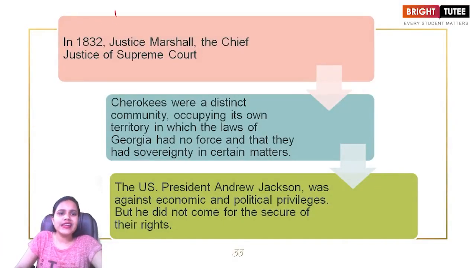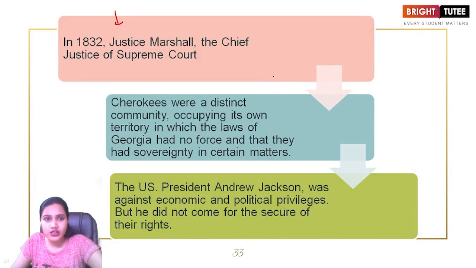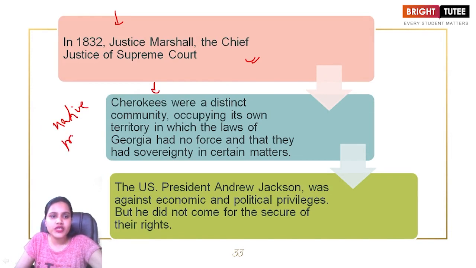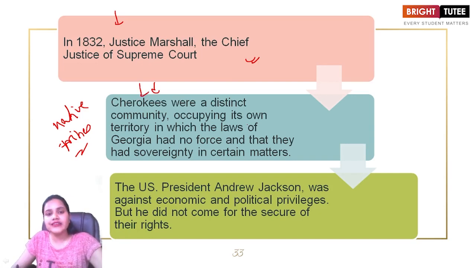In the year 1832, Justice Marshall, the Chief Justice of the Supreme Court, passed a judgment that the Cherokees were a distinct community. When we are talking about one of the earliest native tribes here, the Cherokees, you might have heard the term, or you can look in the images. Whatever images I've been showing you, one of them was for the Cherokees. They were a distinct community occupying its own territory in the region, in which the laws of Georgia had no force, meaning they had sovereignty in certain matters. But the US President Andrew Jackson at that particular time was against this.